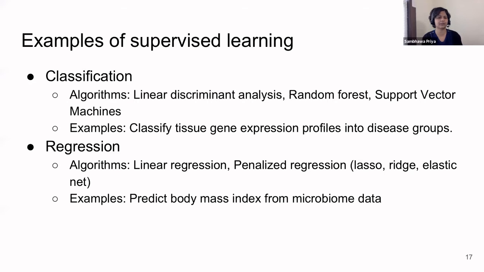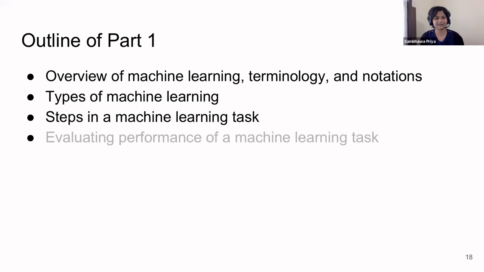Some examples can be, for instance, predicting body mass index from microbiome data. You would have samples with known microbial abundances and known body mass index, and then some samples where you do not have the body mass index. So you have to learn from the training data and predict what the BMI of those samples could be. So that was just to cover the types of machine learning algorithms and the supervised learning that we want to focus on.